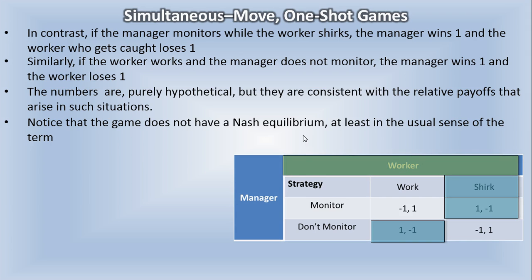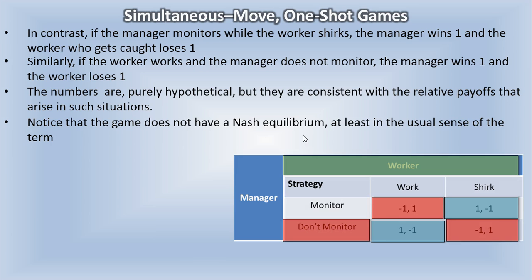Then taking the perspective of the worker, in response to the manager monitoring, the worker can either work or shirk, and obviously they would choose, in this case, to work. In response to the manager not monitoring, the worker can either work or shirk, and of course they would choose to shirk because 1 is better than -1. So we can see that there's no set of strategies that overlap. There's no set of strategies in which both players have no incentive to deviate. Each one has an incentive to deviate.